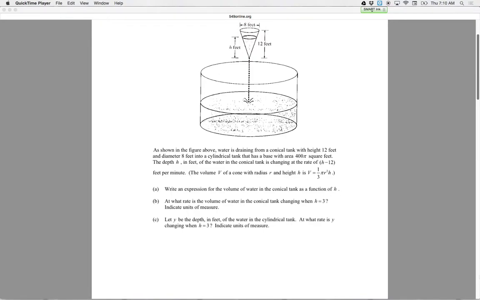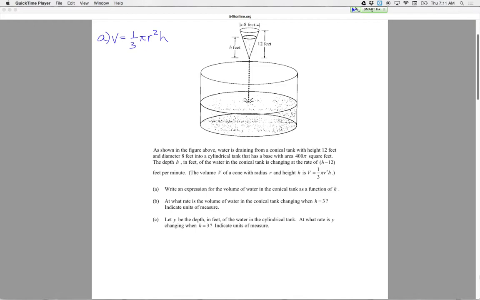It's a pre-calc problem. It says write an expression for the volume. And what I have here, so I've got volume for part A, I've got volume is equal to 1/3 pi r squared h. And it says write an equation for volume as a function of h. So what does that mean? To write an equation for the volume as a function of h.